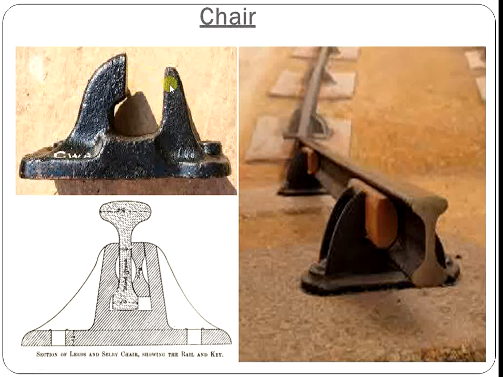The gap of the chair is here to hold or place the rail track and fix it with the dog spikes or other types of spikes. This is the actual image of the chair.